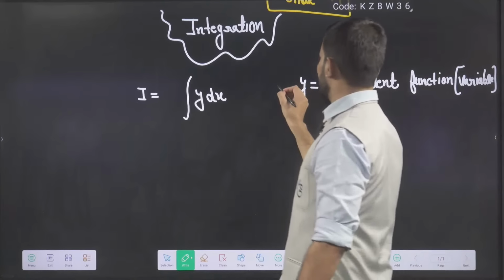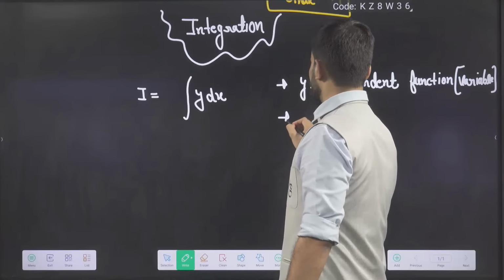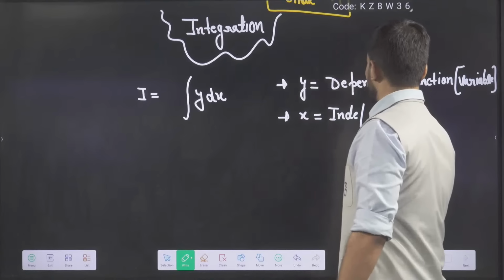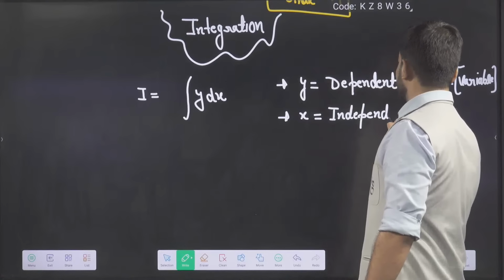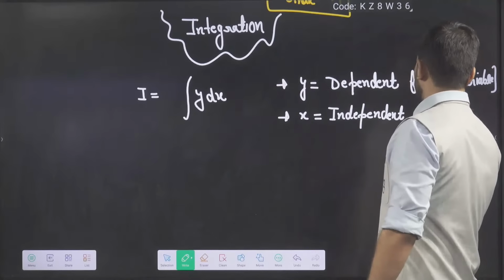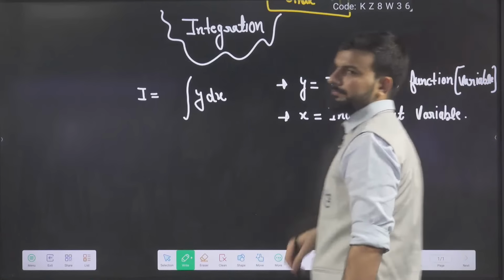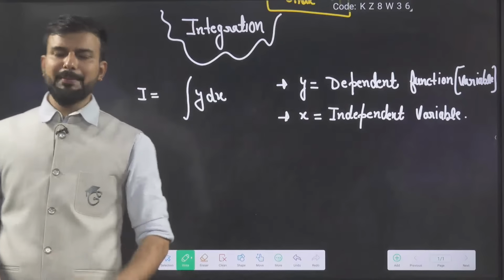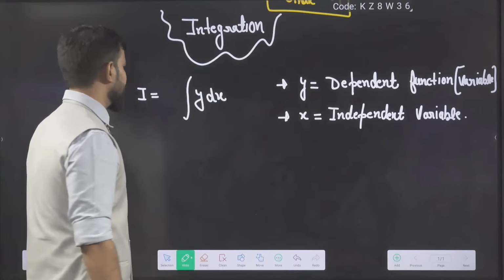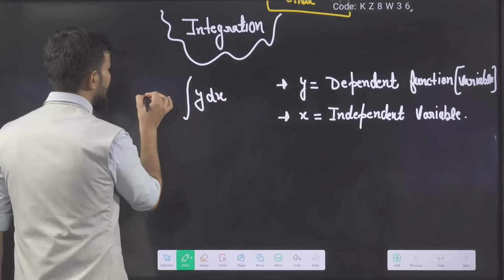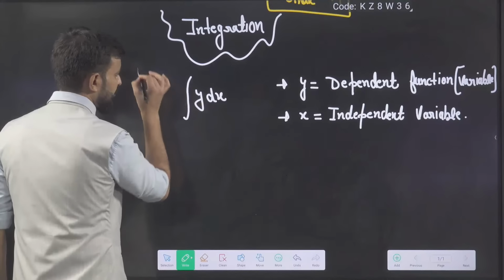And what is your x? Again, independent variable, which is not depending on other. Very good. Dependent function and independent function. This is the way of writing the integration symbol. So that is why I am writing it is equal to integration, short form.